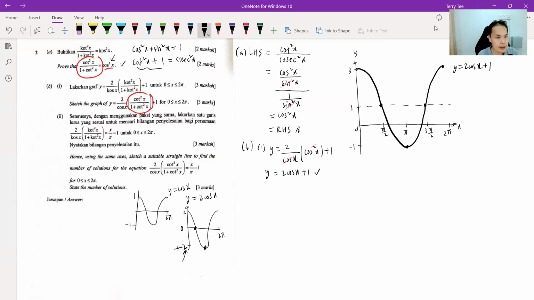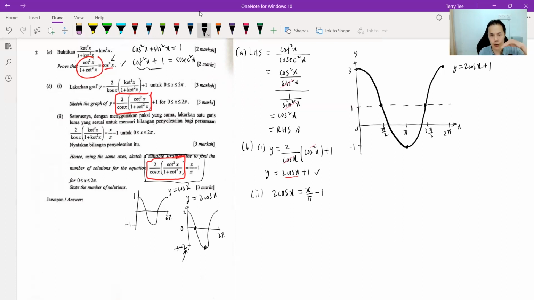So what I need to do next is for Roman 2. This is B Roman 1, I've done my graph. B Roman 2, they say, hence, using the same axis, sketch a suitable straight line to find the number of solutions to this equation. Now, if you look at this equation, it's the same as what we have above here, right? As you can see, they're the same. Now, we already know that this is the same as our 2 cos x, right? So I'm going to straight away replace this with 2 cos x and let it be x over pi minus 1.